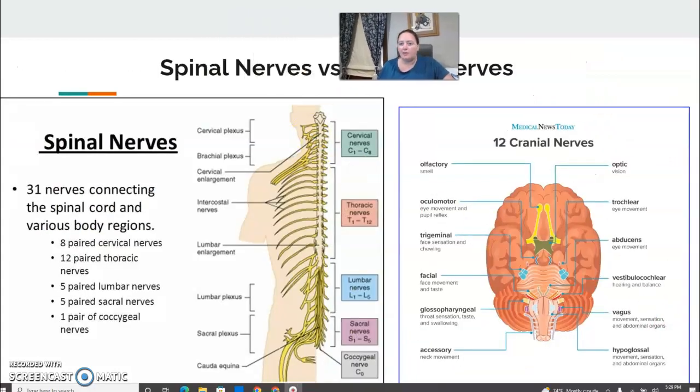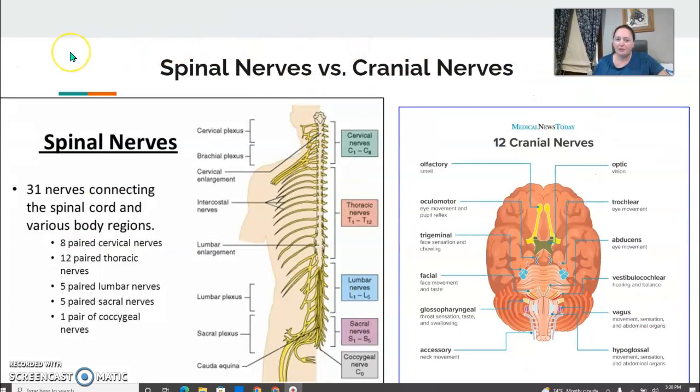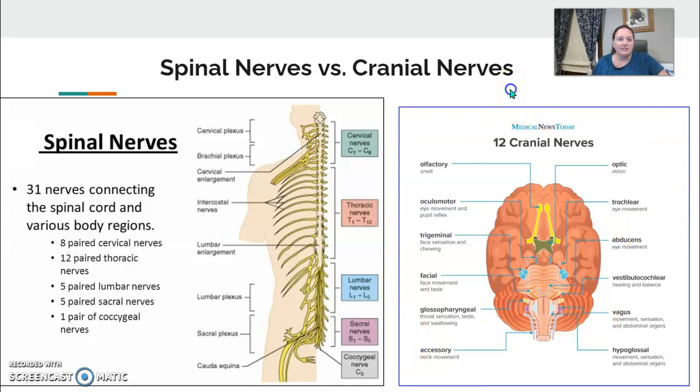These are just a quick review of spinal nerves and cranial nerves. I know that A&P is going to come back to you; it's back there in your filing cabinet somewhere. But 31 pairs of spinal nerves coming down, obviously the cervical ones are in the cervical area, then thoracic, lumbar, sacral, and the ones in the area of the coccyx, and then the 12 cranial nerves.